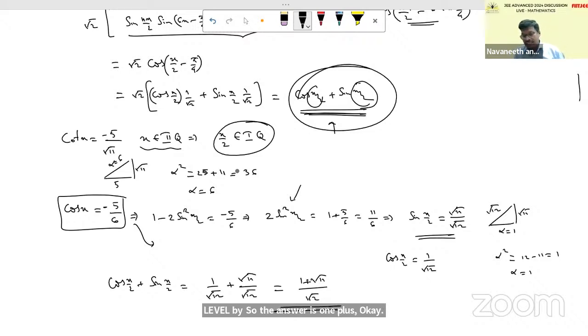I don't know exactly in what format they ask, whether it is a single answer question or numerical. Numerical means root 11, root 12 values you need to evaluate and then get the answer. So hope you understood this, students.